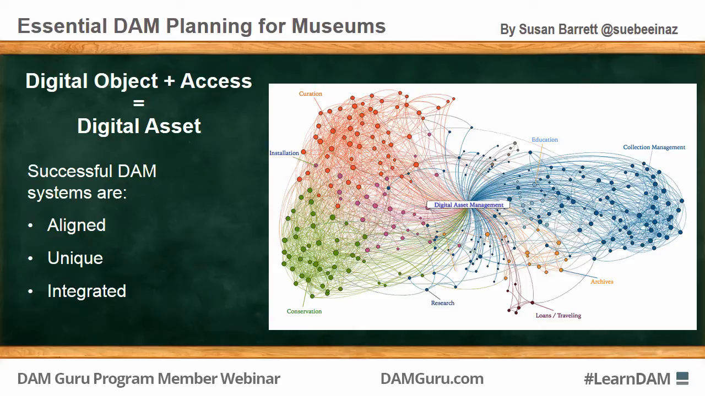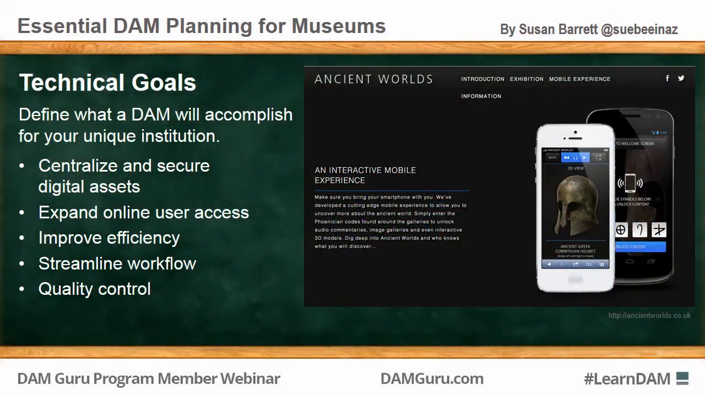So successful DAM systems are aligned with the core museum mission, goals, values, and strategic plans. And each cultural institution is unique. So DAM systems are flexible and customizable to the unique needs of each institution or museum. DAM systems can integrate with collection management systems, and they are integrated into the processes and workflow of the entire institution.